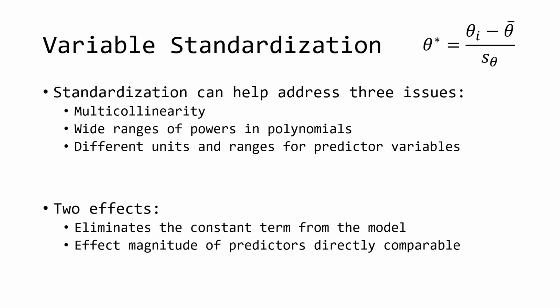There are two effects of standardizing the variables. First, because all of the involved variables are centered at 0, the constant or intercept term is eliminated from the model. This actually has the side effect that estimation of the remaining coefficients in the model is simpler and numerically more stable. Second, with all the variables on the same scale, the magnitude of the effect of each predictor can be directly compared by looking at the coefficients. A larger coefficient indicates a larger magnitude effect on the response variable.